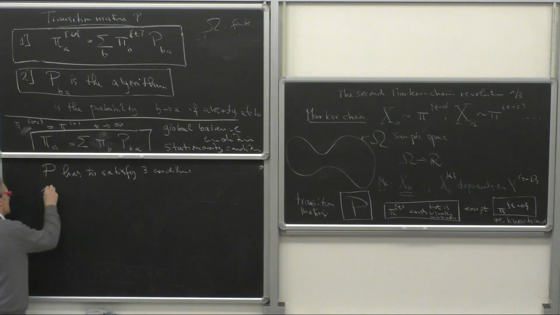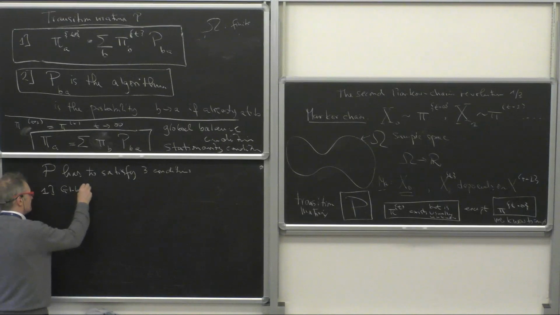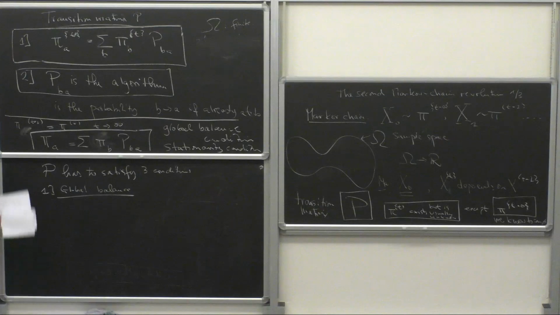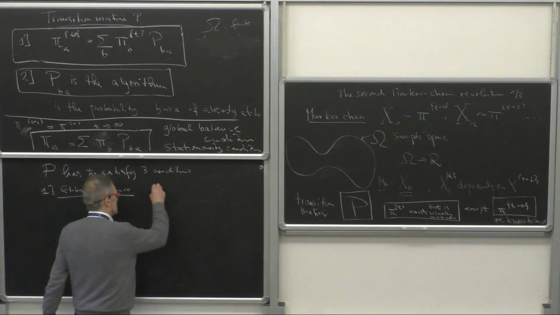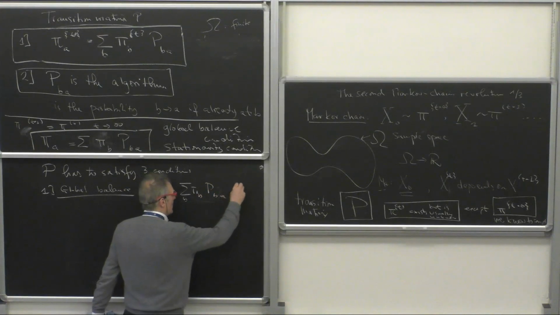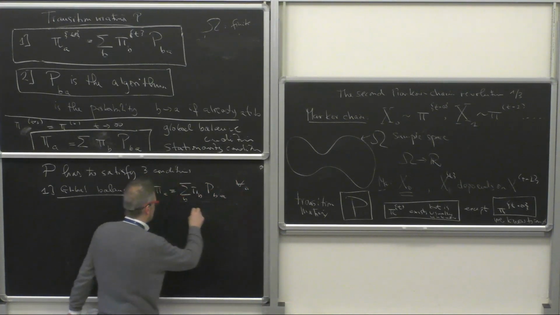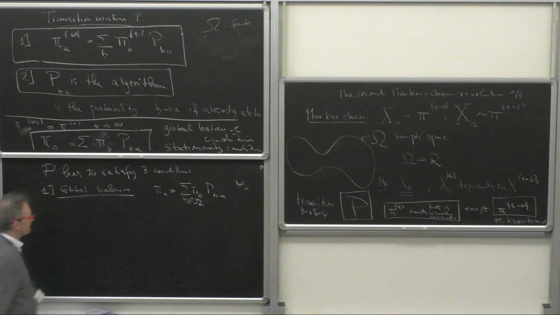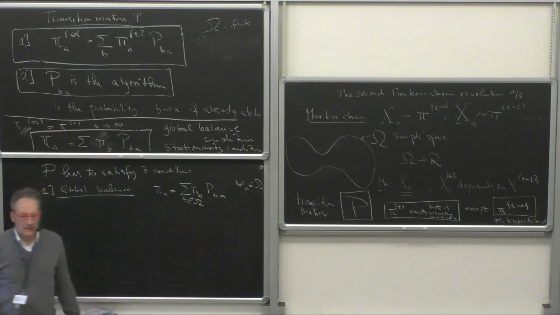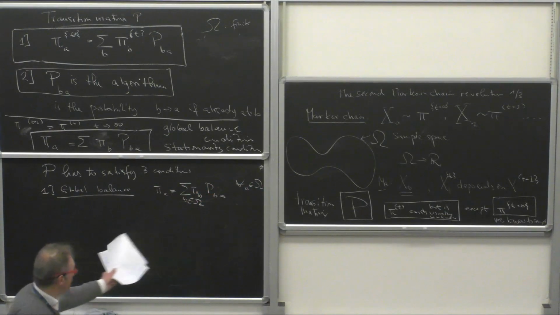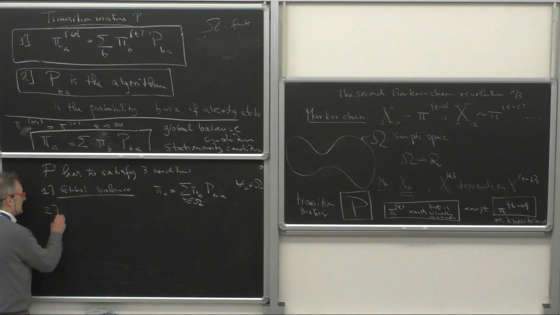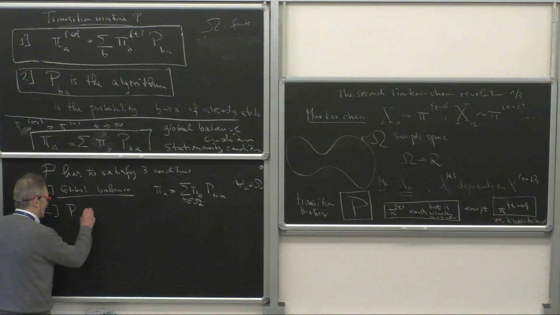The first one is the global balance. Here again, pi a is equal to the sum over b, pi b, P from b to a, for all a in the sample space. All right. This is a necessary condition for the steady state. There are 2 other conditions. Second, P has to be irreducible.